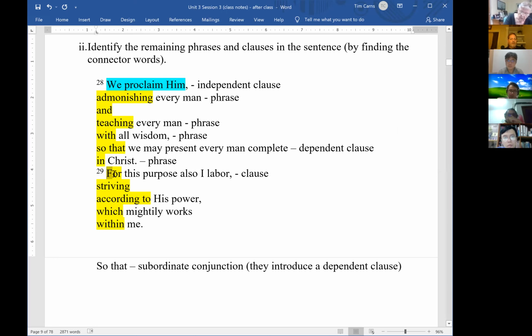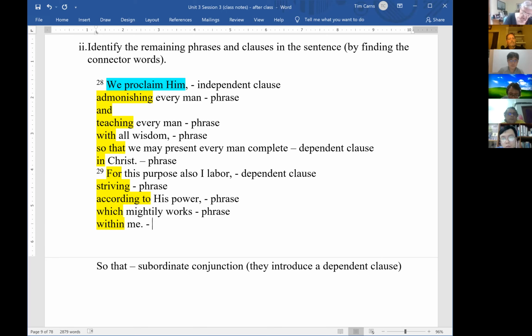Now, it's being introduced by this word, for this purpose, so it's acting like, in this case, a dependent clause, something subordinate to something above it. Now, striving, just a participle here in this case, so it's a phrase. How about according to his power? Phrase. Yes. Very good. Which mightily works? Another phrase. And then finally, within me.